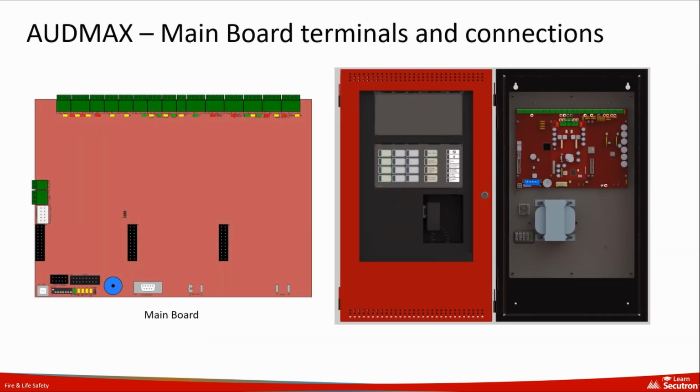The main board serves as the central hub for all connections, including power, communication, and NAC outputs. Each terminal is clearly labeled on the circuit board for easy identification and wiring during installation. Understanding the layout and function of these terminals is essential for proper system setup and operation. In the following slides, we will take a close look at the specific connections and their configurations.